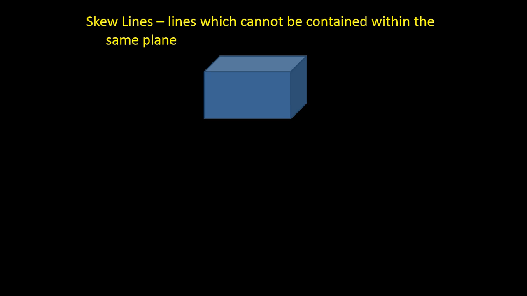Skew lines are lines that can't be contained within the same plane. These can be a little difficult to imagine, so let's think about a rectangular prism, a box. If we have lines that are on the bottom front edge of that rectangular prism and the top right edge of that rectangular prism, you can see that those 2 lines will not intersect, but they also are not contained within the same plane, so they would be considered skew.